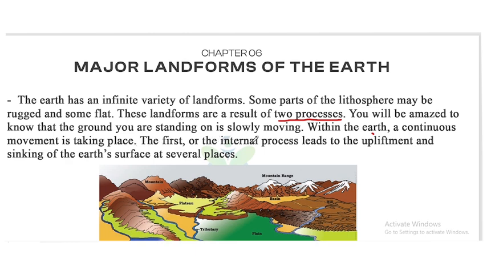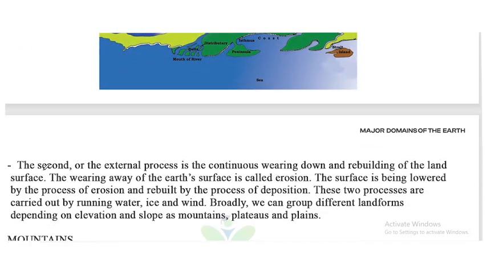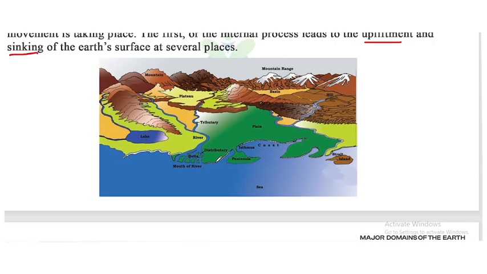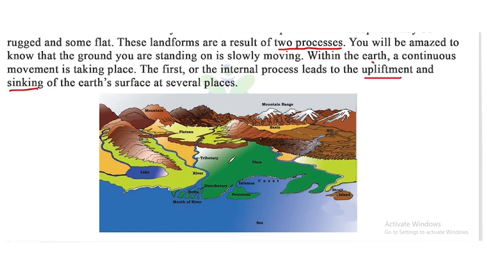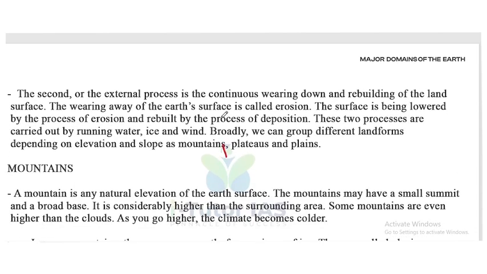The first or the initial process leads to the upliftment and sinking of the earth's surface at several places. The second or the external process is the continuous wearing down and rebuilding of the land surface.